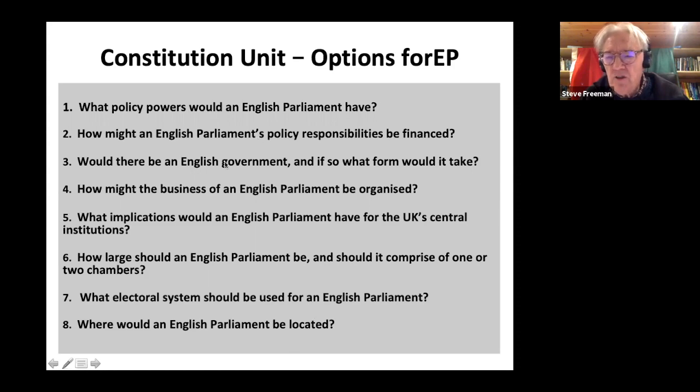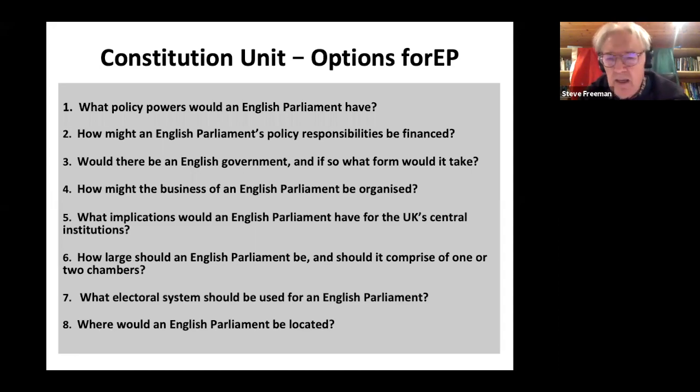Now, those are questions that we ought to be able to answer in making a concrete case. Obviously, number 7, proportional representation. Number 8, put it in the Midlands somewhere, put it in Birmingham or somewhere like that, not in London. So there are various things one could discuss about that.